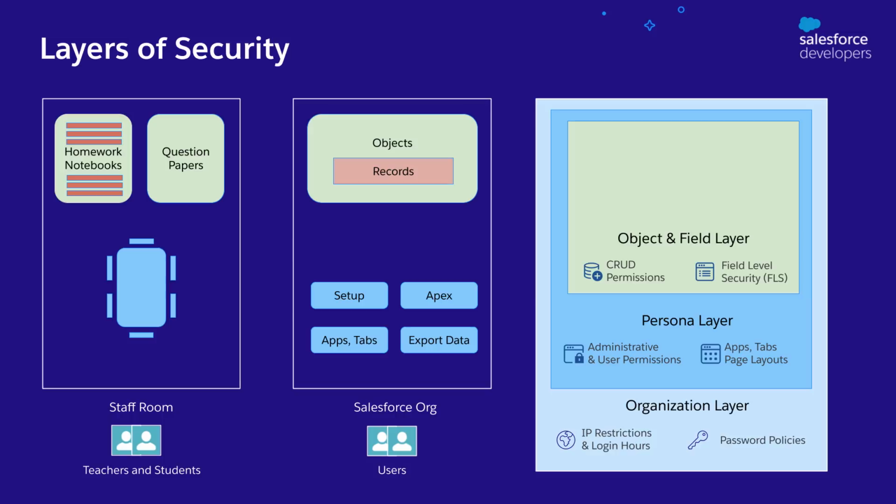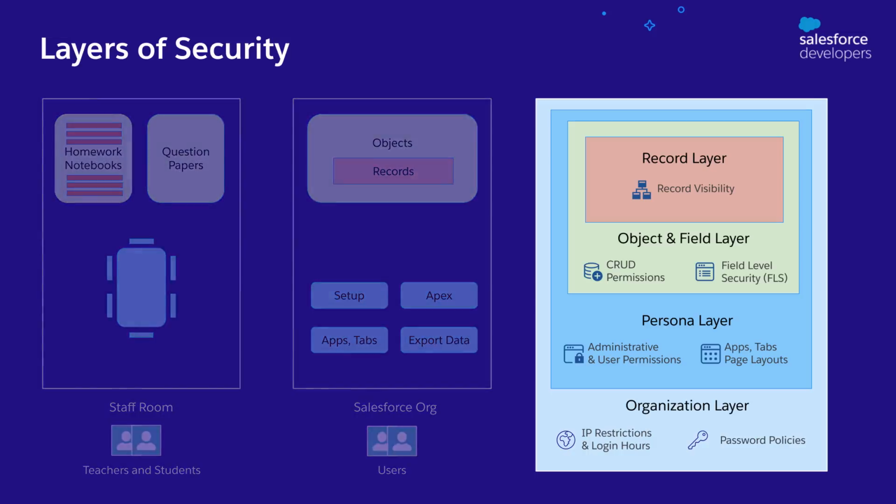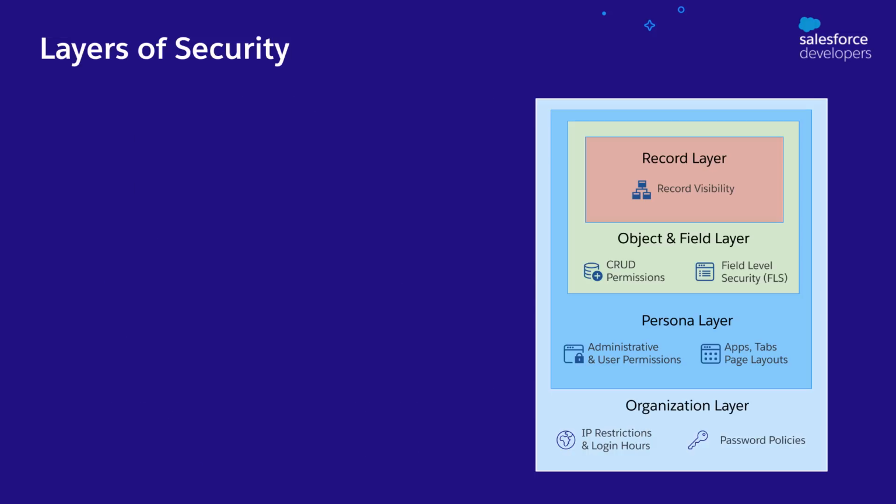And that brings us to the final layer of security, which is the record layer, which allows you to control what records of an object a user has access to. So this is the layered architecture of Salesforce. Now, how do you implement this?